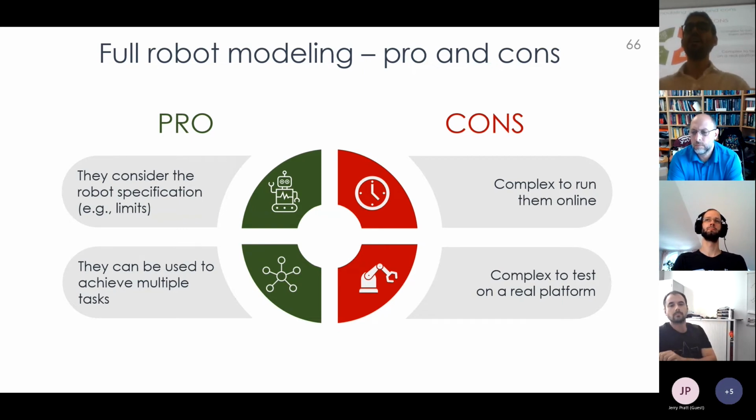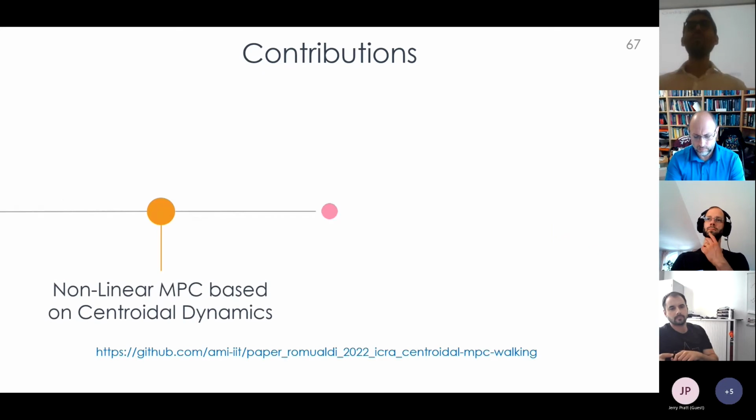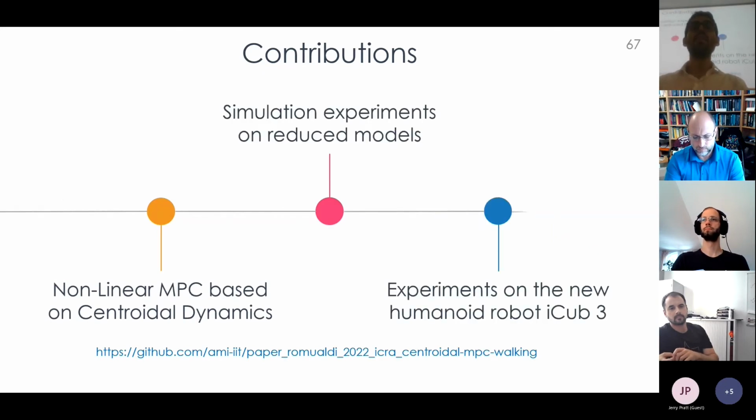And this, with the fact that testing the controller and running this controller require a lot of time, make it in the end complex to test it on a real platform. So our contribution goes in the middle also here. We want to present a nonlinear centroidal MPC. So we want to move from simplified model, but at the same time, we want to have something that runs online. And then I will also present you some simulation experiments on reduced models.